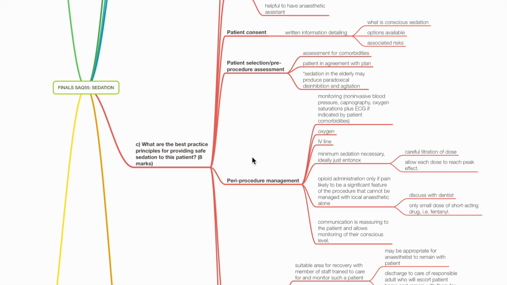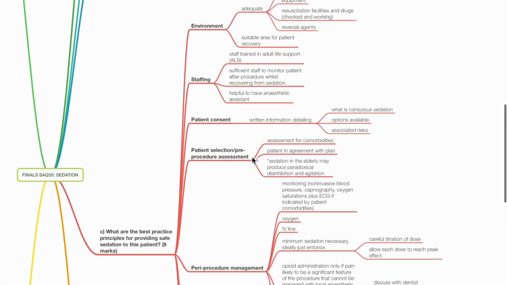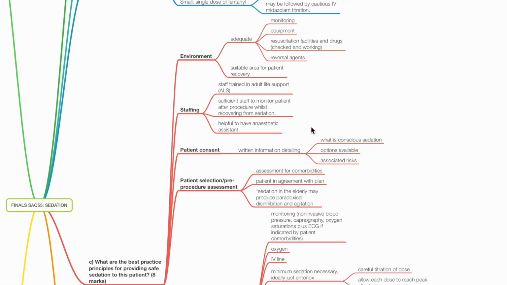C. What are the best practice principles for providing safe sedation in this patient? Environment, adequate monitoring, equipment, resuscitation facilities and drugs, and reversal agents. Suitable area for patient recovery. Staffing, staff trained in ALS, sufficient staff to monitor patient after procedure while recovering from sedation. It is helpful to have an anesthetic assistant.